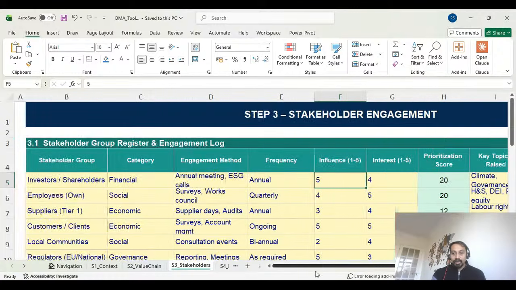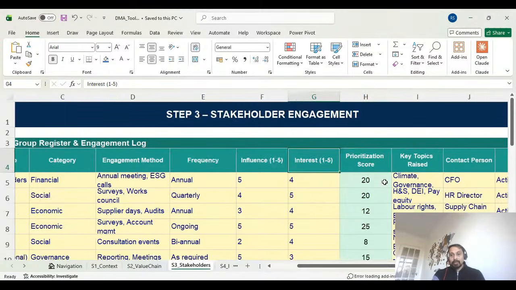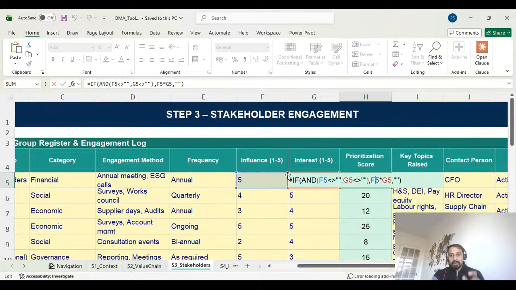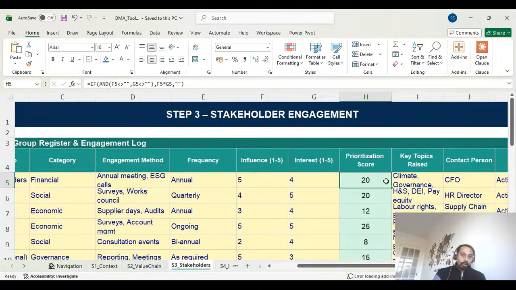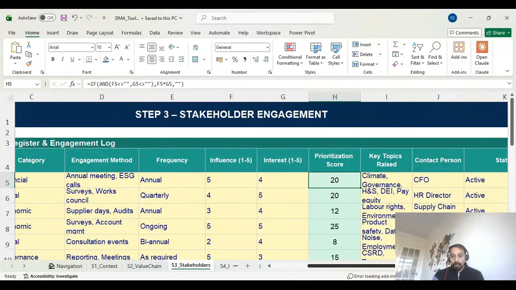So likewise, you can give scores for influence and also for interest, and the prioritization score will be the multiplication of both influence and interest. So it covers influence and interest, and I have just mentioned the formula. So prioritization scores will be there. The maximum prioritization score will be 25. It will be helpful for you to understand how it works.